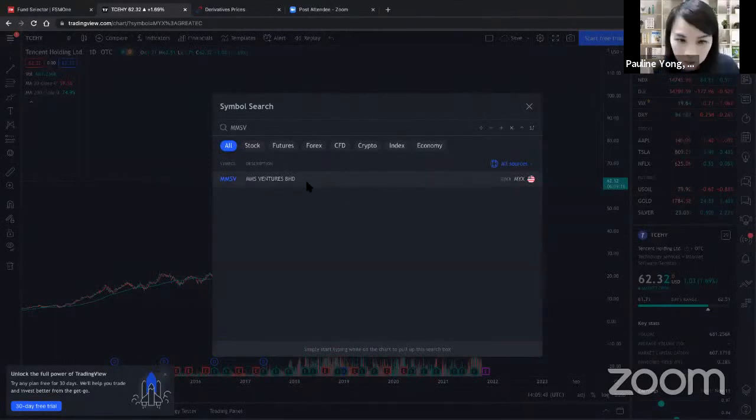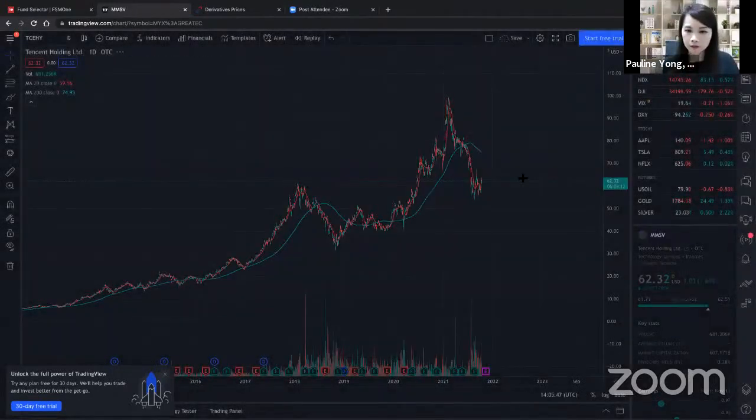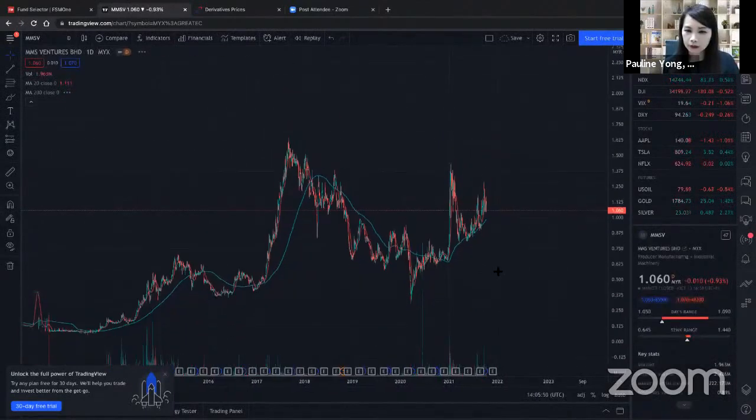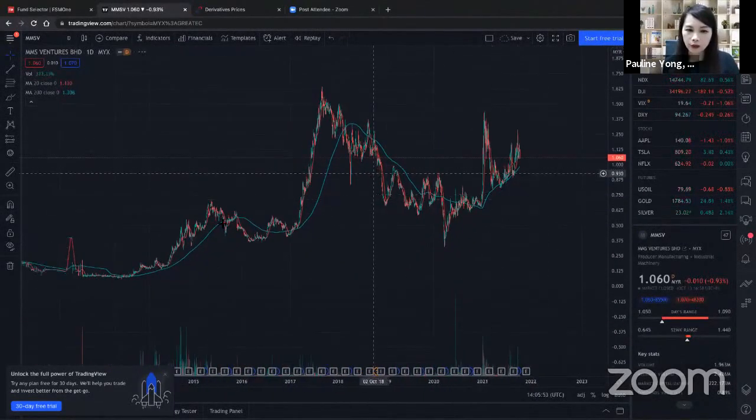Is this Venture Berhad? This one. So here we are looking at this down wave, and then followed by, okay, let's see, 1, 2, 3, 4, 5, A, B, C. Okay, so uptrend already. So this one is uptrend.